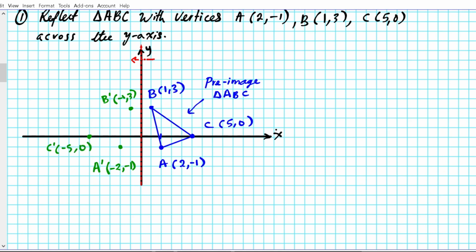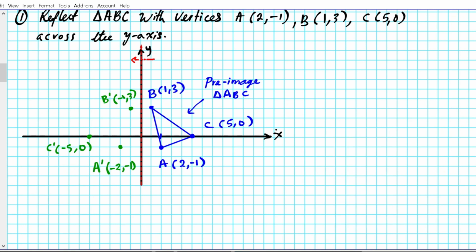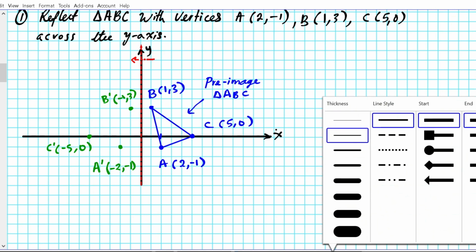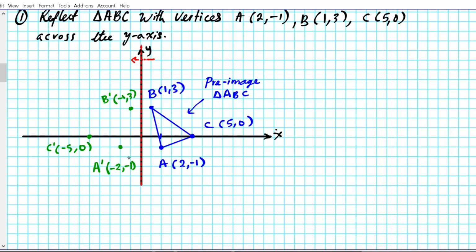Alrighty, so we'll connect the dots together to draw the triangle for the image of triangle ABC under reflection about the y-axis. Let's make it green. All right, let's connect the dots. Point C prime, A prime. Side C prime, A prime. Side A prime, B prime. And then the last side, side B prime, C prime. Bam. That's what it looks like.